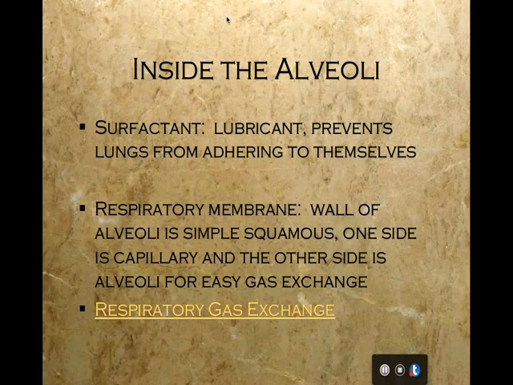The respiratory membrane is the shared wall of the alveolar sac and the capillary. It is made of simple squamous epithelium, and on one side is capillary, the other is alveoli. This allows for easy gas exchange. In order to keep these delicate membranes from sticking to each other, the lungs produce surfactant. This is a lubricant that prevents sticking. This lubricant does not develop until 36 weeks of fetal development. The development of artificial surfactant has greatly improved the survival of premature infants.